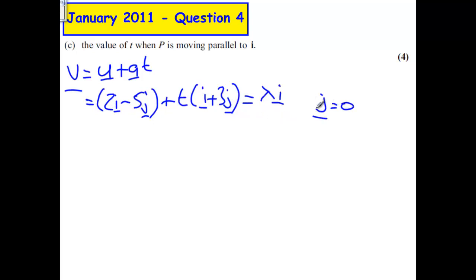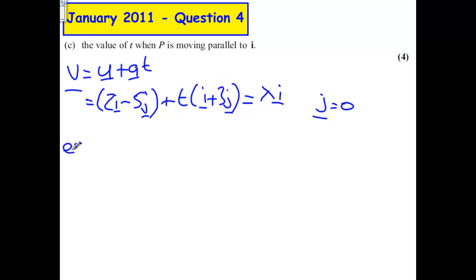So in other words, the j component of this vector is equal to 0. Because if there is any j component, then the particle will be moving slightly up or down as well as along, and it therefore wouldn't be parallel to i. So it has to be equal to some constant times i, and that is essentially us saying that it can't have any upward or downward movement, so j is equal to 0. And what I can do here is, if I know that the j components are equal to 0, then this minus 5j plus 3tj, they must cancel each other out.